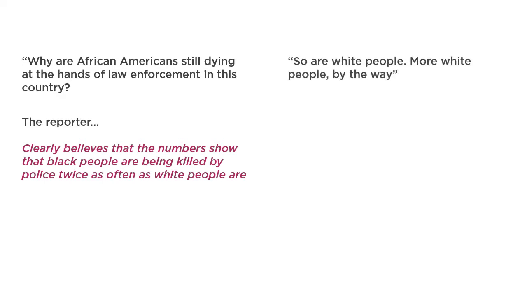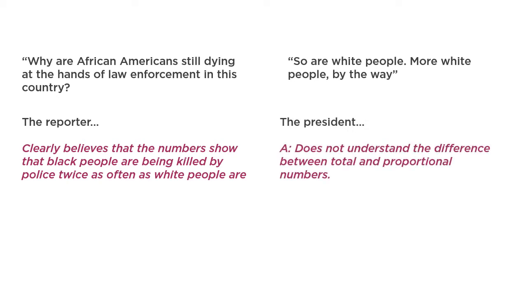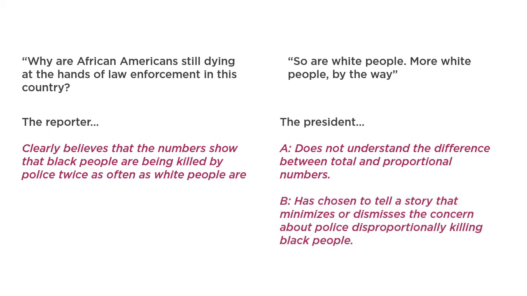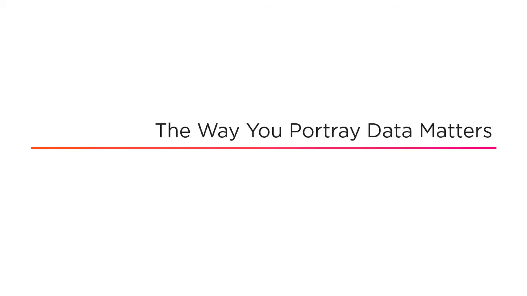When the president answered that more white people have been killed by police than Black people, he either did not understand the difference between total and proportional numbers, or chose to use the total number in order to tell a different story, to essentially negate the concern about racial bias among police. They are looking at the same accurate data, but are presenting it differently and using it to tell different stories. The way we choose to portray a number matters as well.